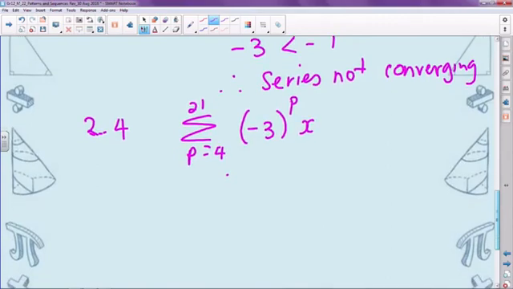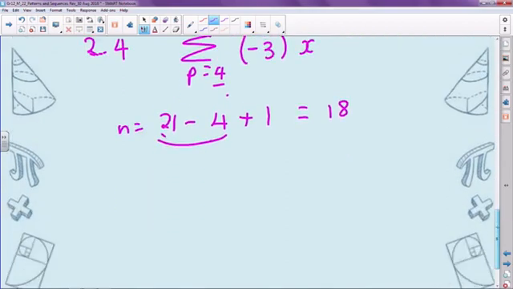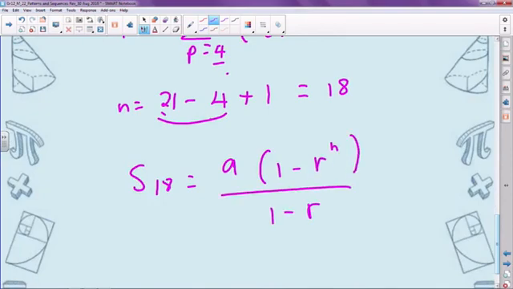So first let's just work out n, which tells us how many terms we're dealing with. We're going to say the top number minus the bottom number where we're starting, and then we add 1. Okay, so 21 minus 4 is going to give me 17. 17 plus 1 is 18. So we're working with 18 terms, and the formula we're going to use: the sum of 18 is equal to a into 1 minus r to the power of n, all over 1 minus r.